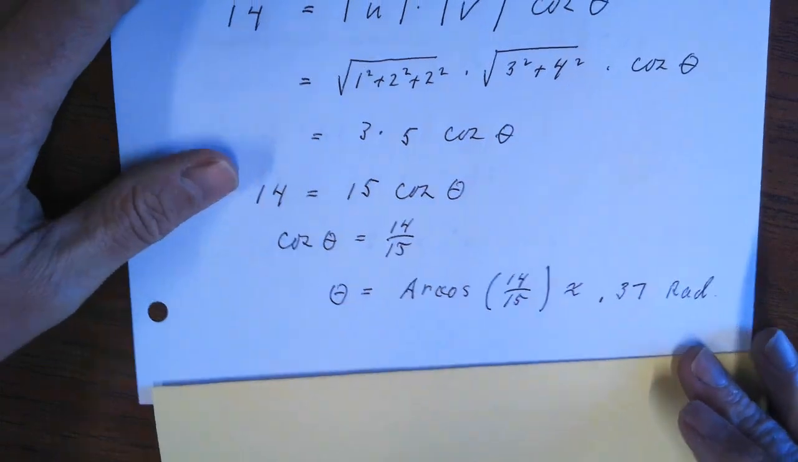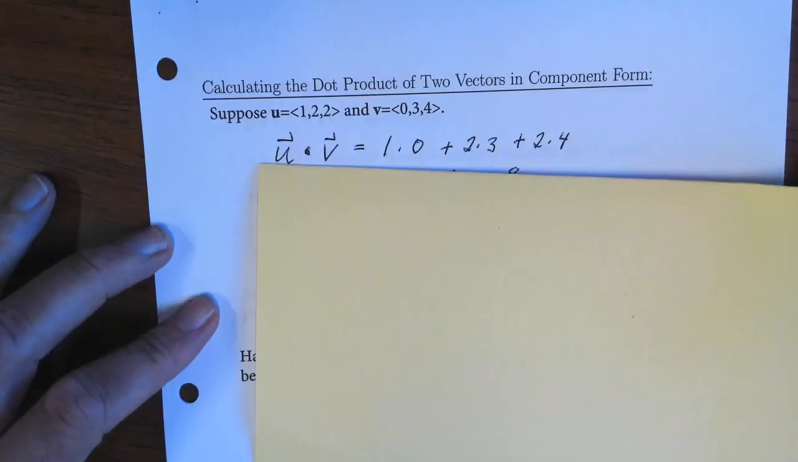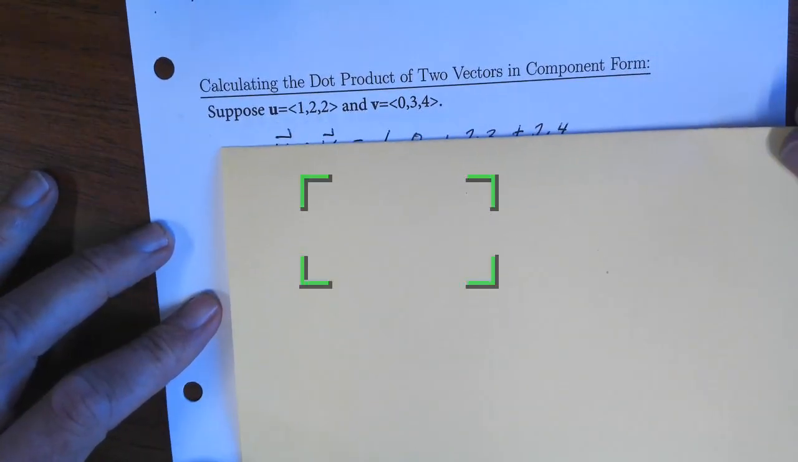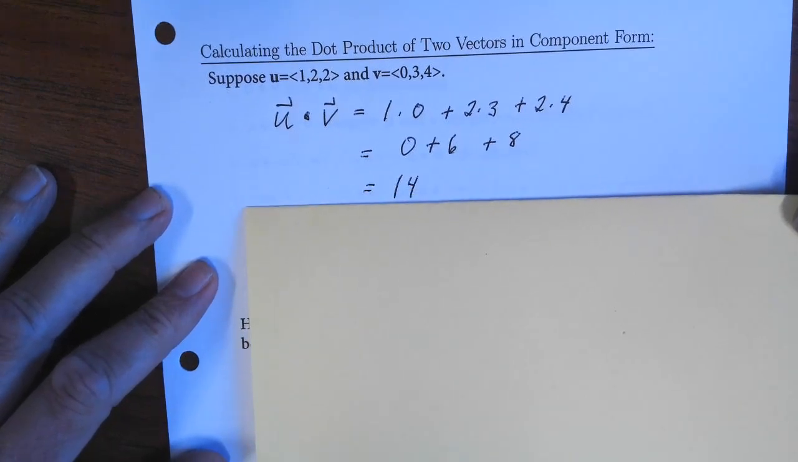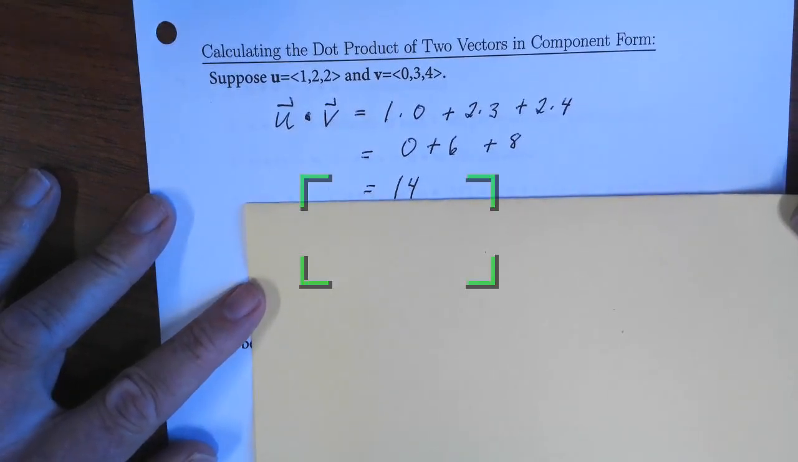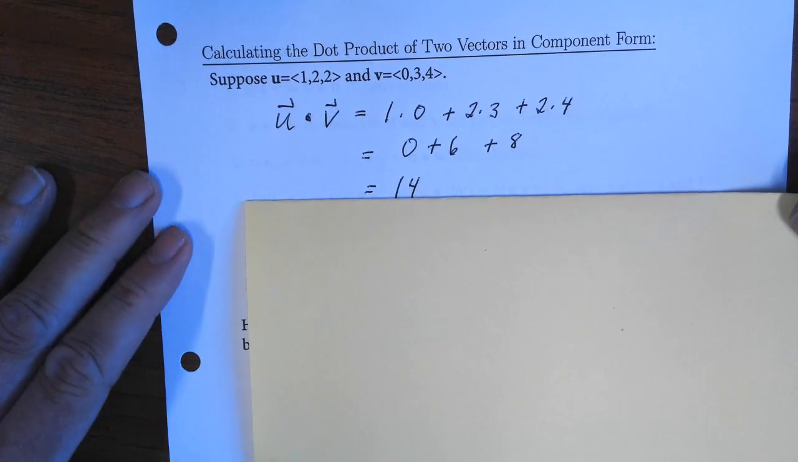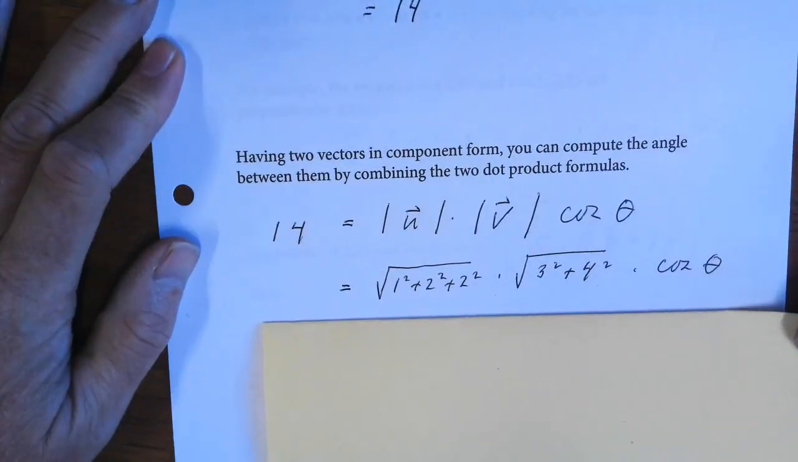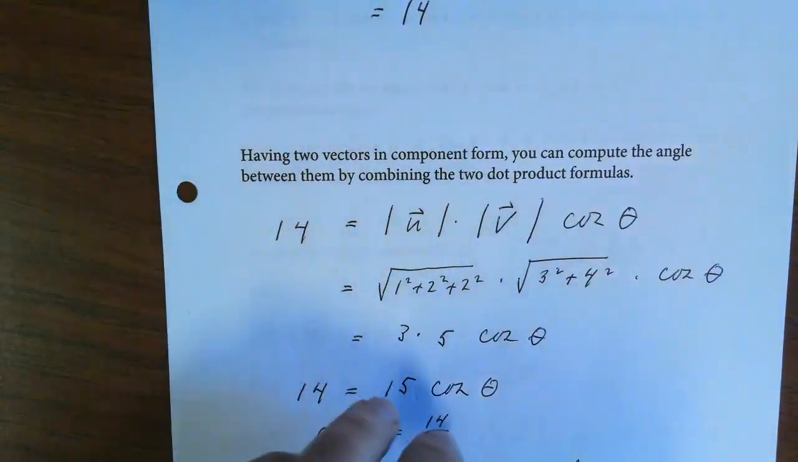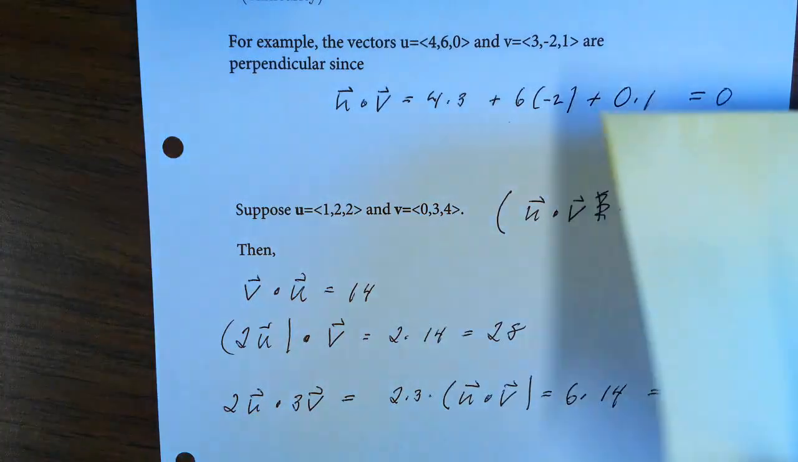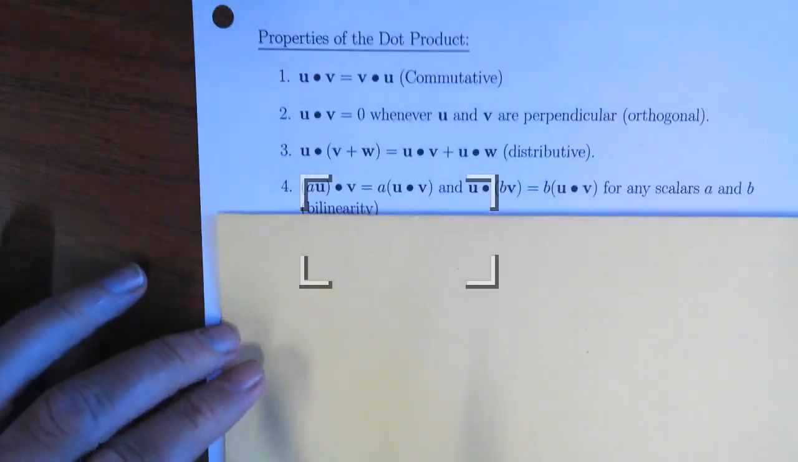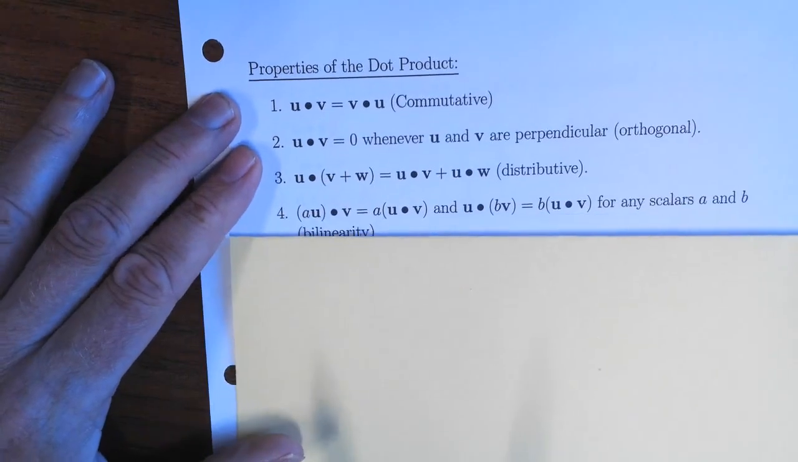So to summarize, if you have two vectors in component form, there's an easy formula to use that involves multiplying like components and adding. And once you know that, you can actually use the other formula for the dot product to find the angle between the two vectors. The dot product has some nice properties.